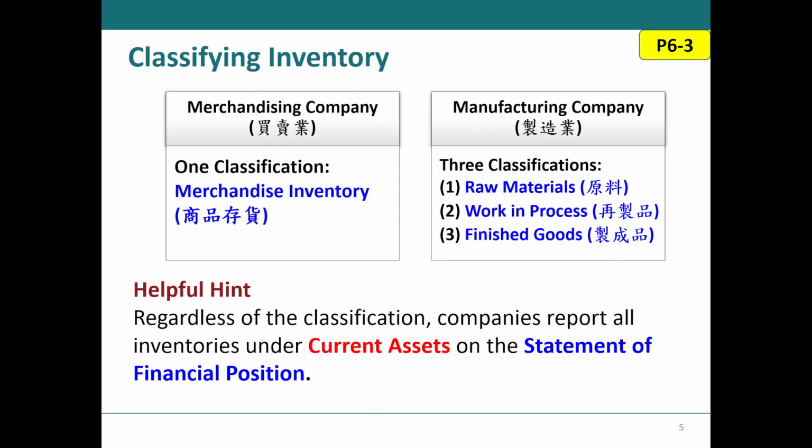But don't worry, for our course, we only focus on merchandise companies, because we want to talk about different kinds of situations. So we don't want to make the situations more complicated. If you are interested in manufacturing companies, you can take another course, which is cost management, 成本管理会计. Cost management, another accounting course, will focus on manufacturing companies.